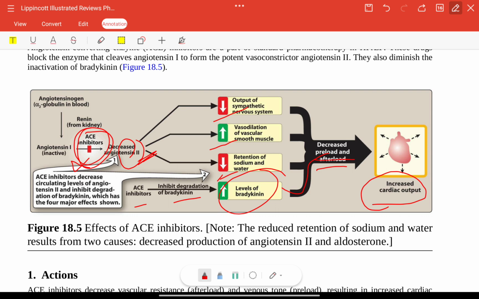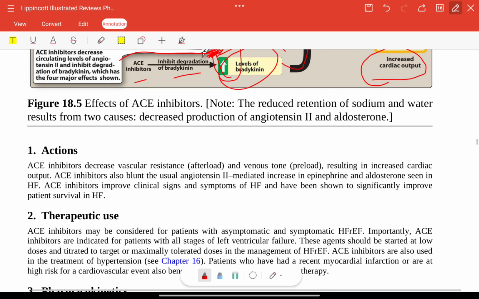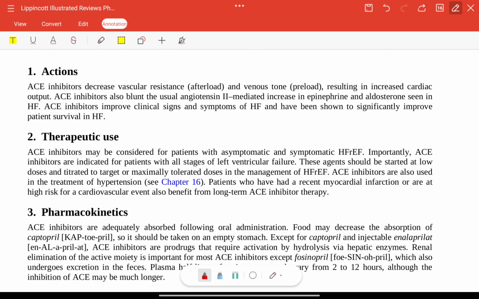Angiotensin 2 is decreased because you have inhibited here. ACE inhibitors will work here and will also work here. So you see, these are all the mechanisms of ACE inhibitors working. Actions are decreased vascular resistance, afterload, and venous tone, preload, resulting in increased cardiac output.